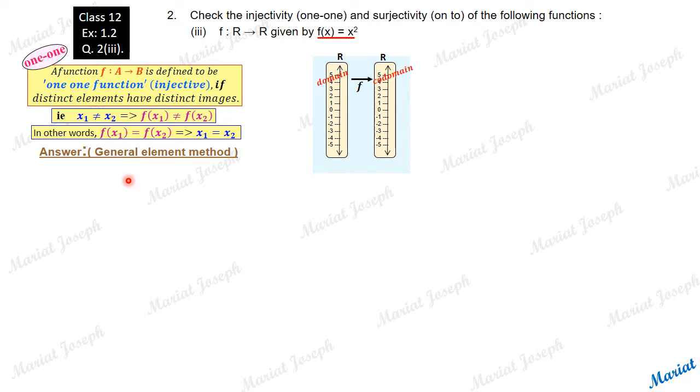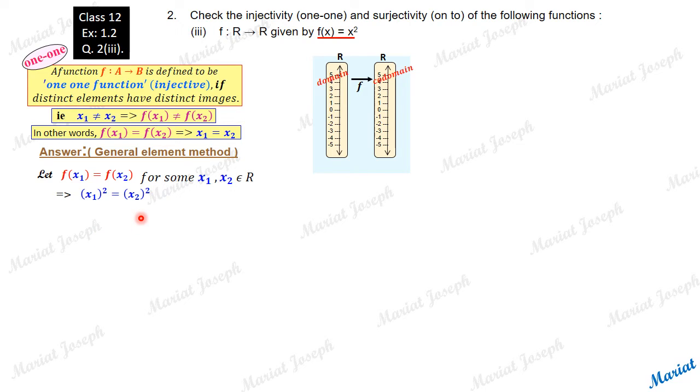To use the general element method, let the images be equal for some x1 and x2 of R, that is the domain. Which means, what is f of x1? f of x1 is x1 square. f of x2 is x2 square. So if these two images are equal, that means x1 square is equal to x2 square.